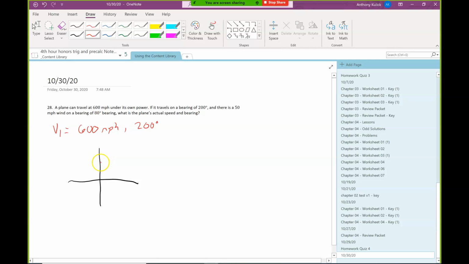A bearing begins at due north. So there's 90, 180, and then 20 more. So my angle of rotation is going to be 90, 90, and then 70 more. How do I know that's 70? Yeah, it's the complement of 20, exactly right. So my angle of rotation then is 250 degrees.